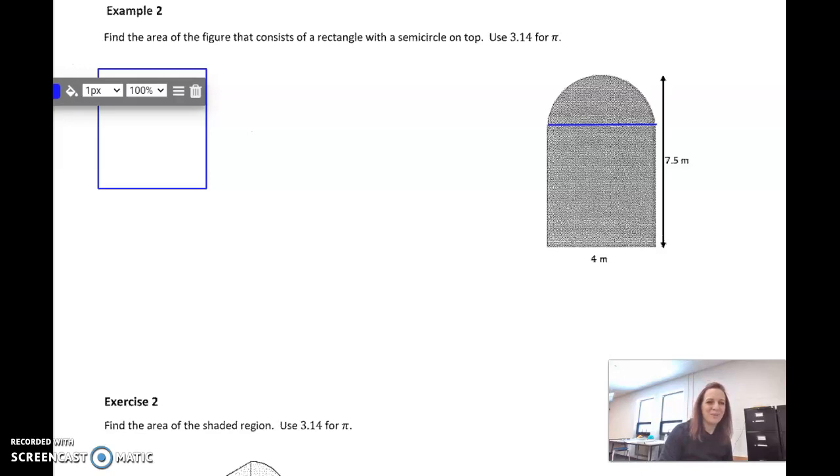So anyway, if I redraw what I want, I know my bottom here is going to be 4. What I have to figure out, though, is how long is this side over here? Well, that's a little tricky. So let's go to our semicircle, and that's going to help us figure out how tall this is, because I know this whole thing is 7.5, but I don't want the whole thing. I only want to here.